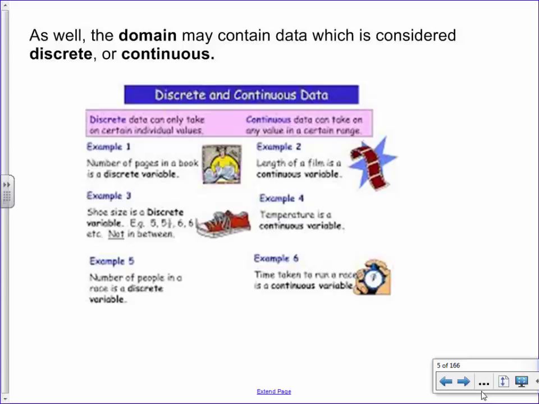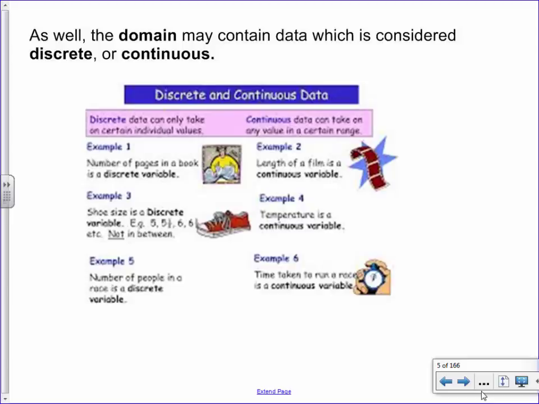Right? So like this example I pulled off the internet here, the number of pages in a book is discrete. It's either 1, 2, 3, 4, or 5. You might argue that someone rips out a page, but you know what I mean? It has to be a whole number essentially, right? Shoe size is still discrete, even though you can have like 5.5. I don't think you can buy a shoe in like 5 7/19. They won't sell you a shoe with that, right?